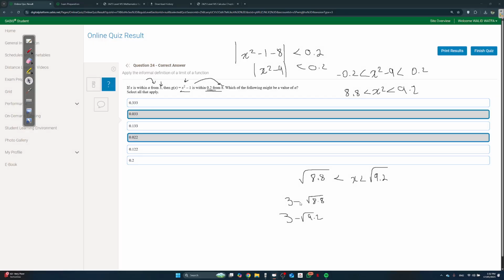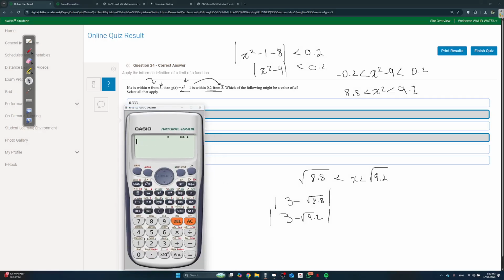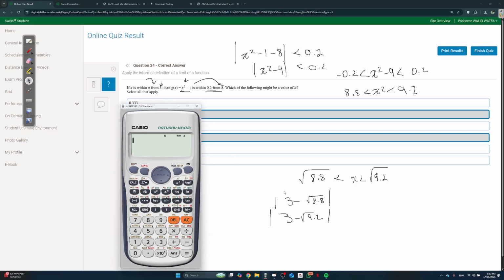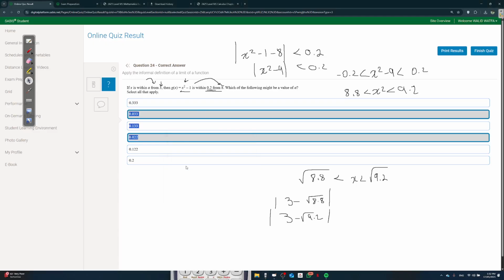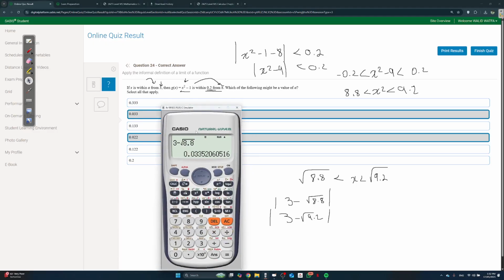And let's take a look. Obviously absolute value, this should always be absolute value, since you're looking at distance. We're looking at how far this is. So 3 minus root 8.8, you're going to get 0.033, which is this answer over here. And also, we're going to do 3 minus root 9.2. You should get a negative value, but make that value positive since you're working with a distance.